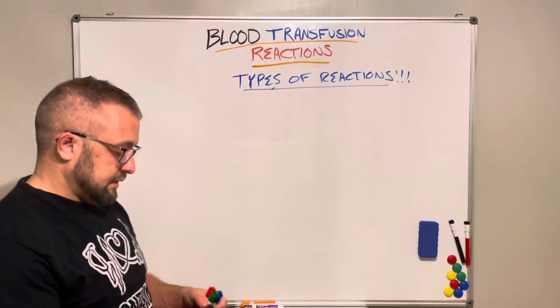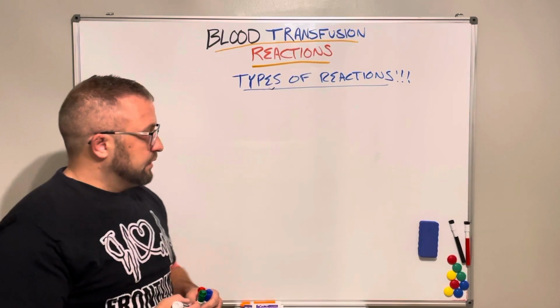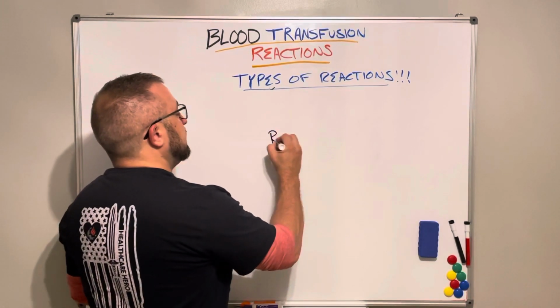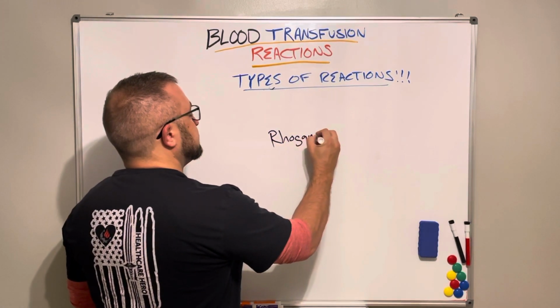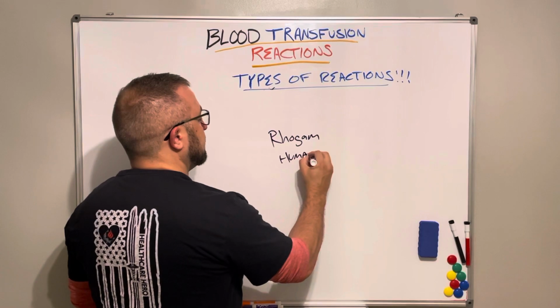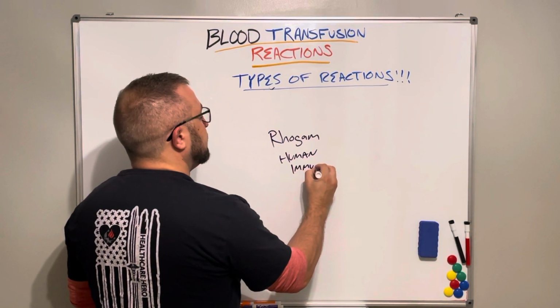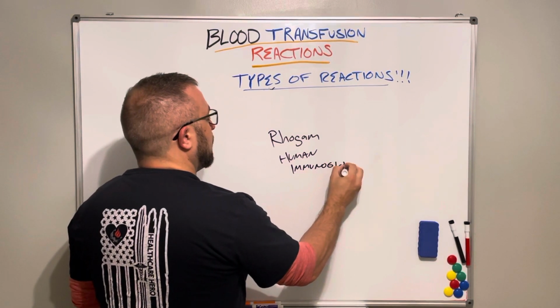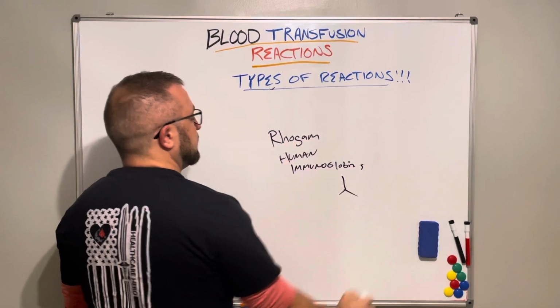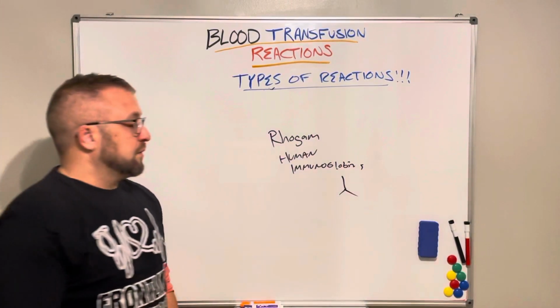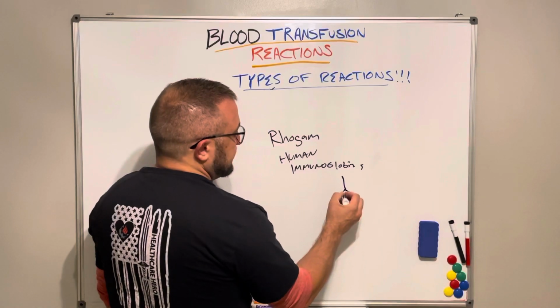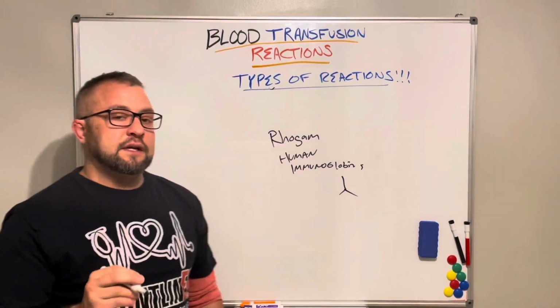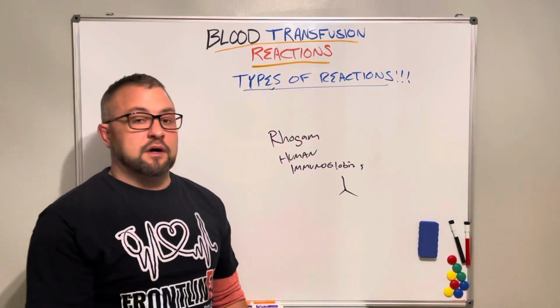So they isolated the antibodies there. And what we do when we give a shot of Rhogam is give human immunoglobulins, or they're human antibodies. What are these antibodies for? Well, these antibodies are antibodies against Rh positive blood.